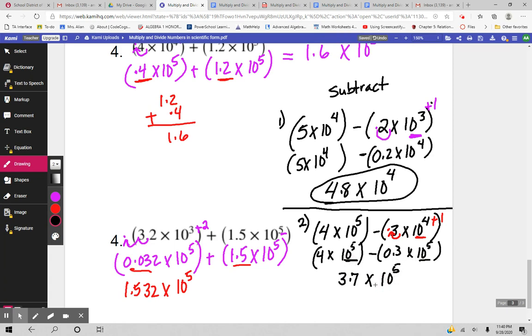Okay, and this concludes this lesson on multiplying, dividing, adding, and subtracting numbers in scientific form.